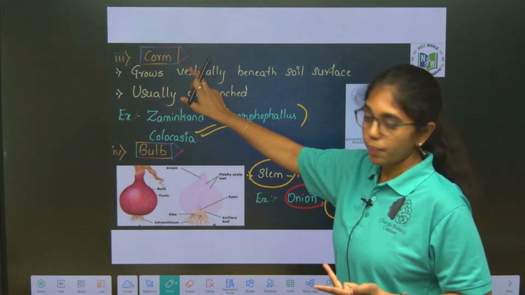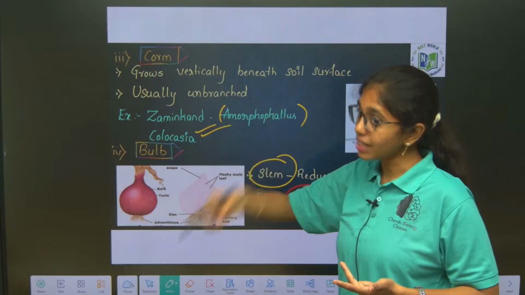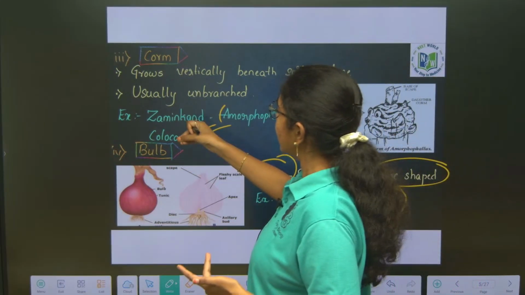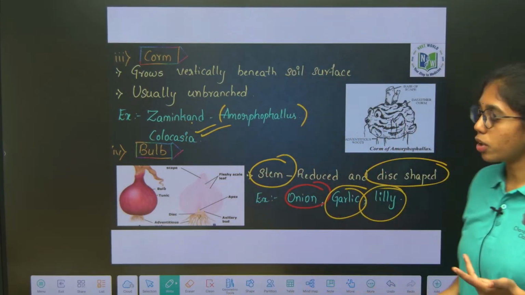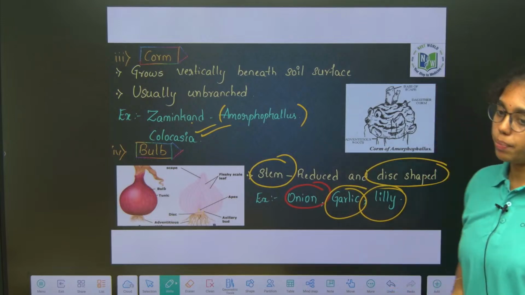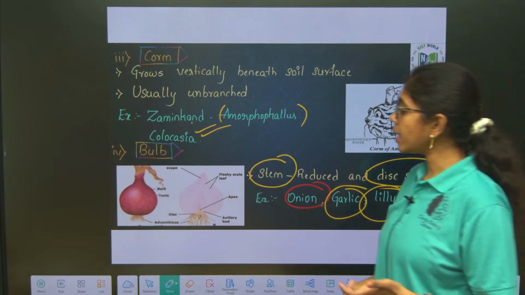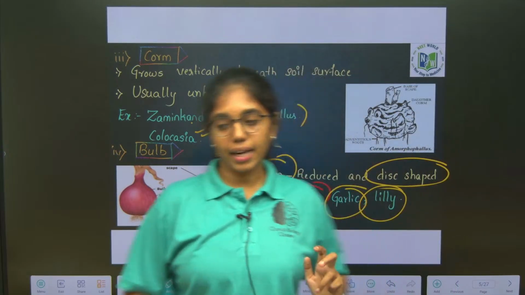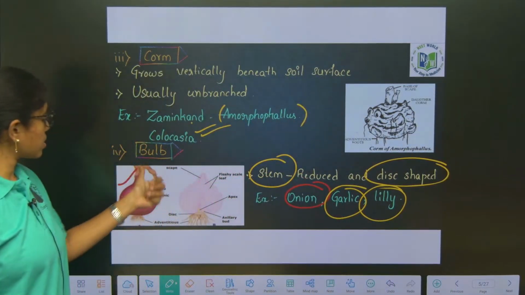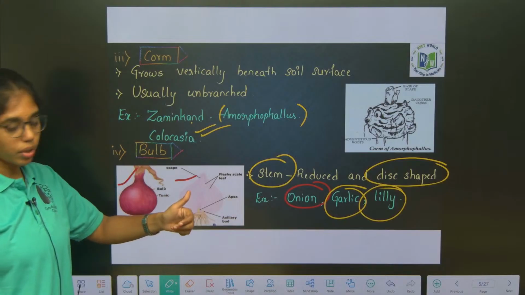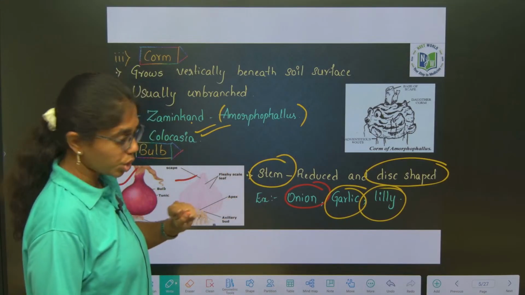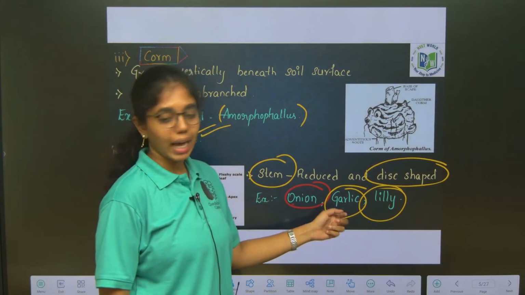Third is corm. Okay, this grows vertically and it is unbranched. Examples include what? Zamikand, Amorphophallus and Colocasia. Fourth is what? Bulb. Best examples are onion and garlic, okay, where you can learn it under simple tunic and compound tunic, where the stem is reduced and disc shaped. Examples include onion, garlic and lily.